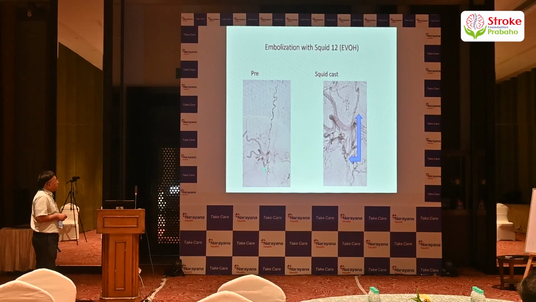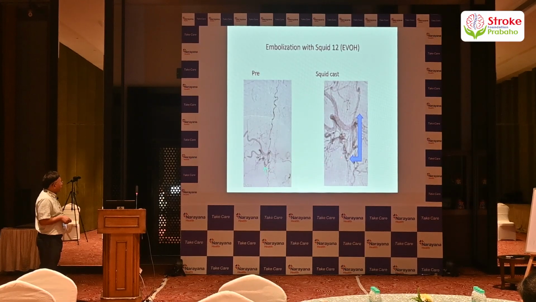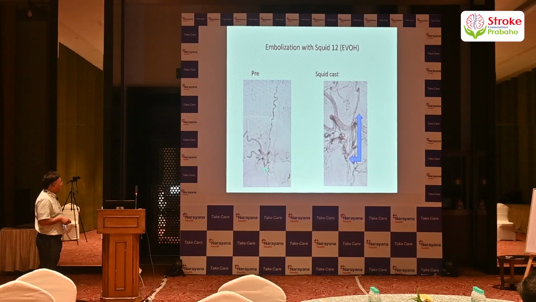So embolization was done with Squid 12, that is, polyvinyl alcohol. So this was the site of fistula, and this is all the squid cast. So the squid cast is there in the fistula as well as in the proximal part of the perimedullary vein.